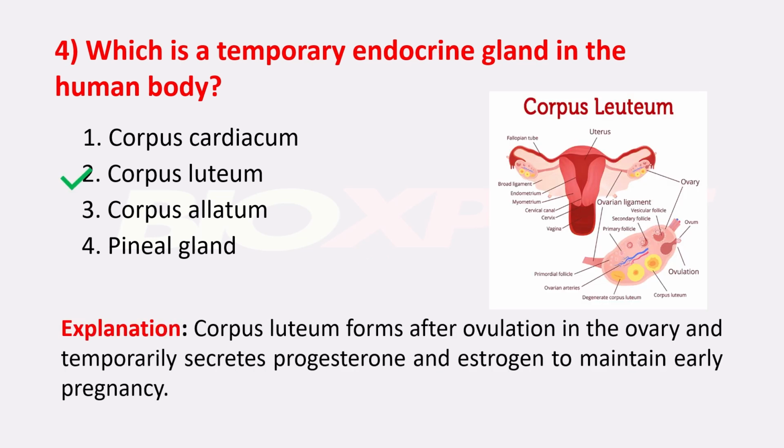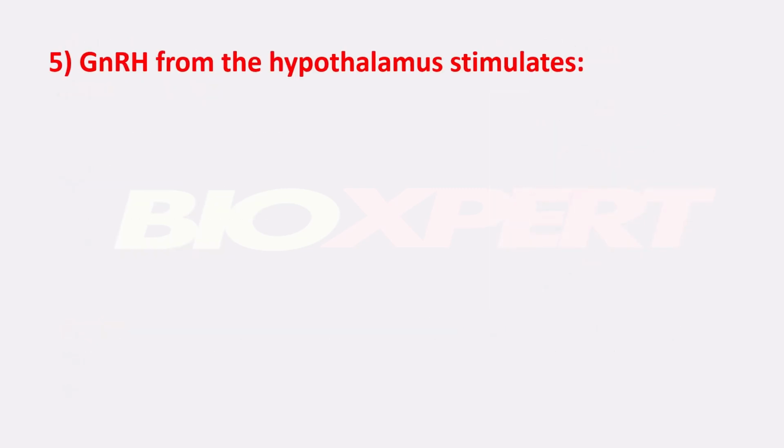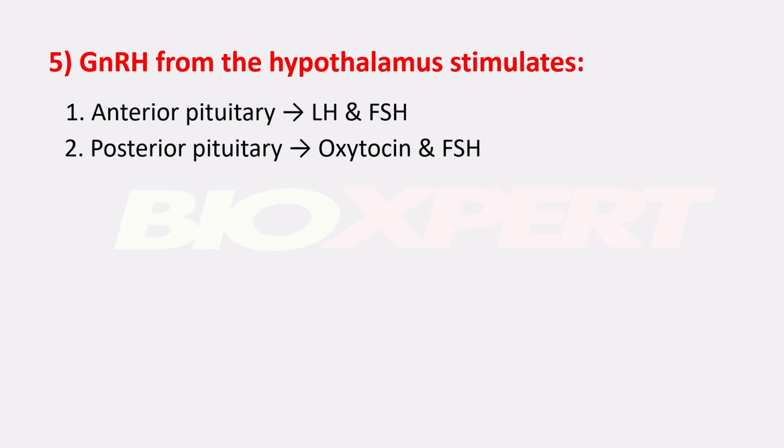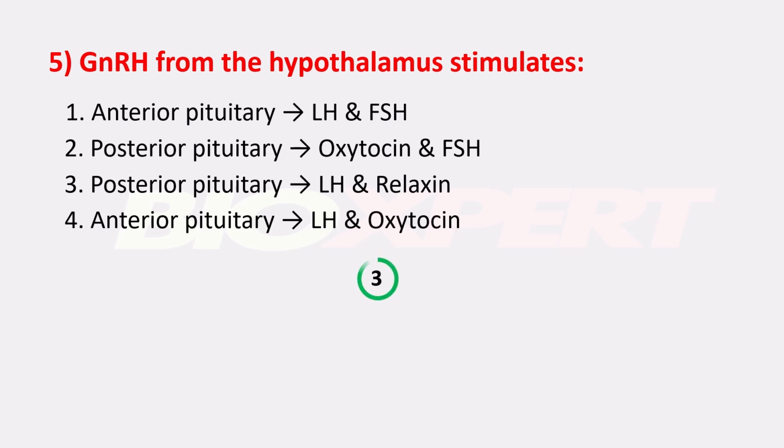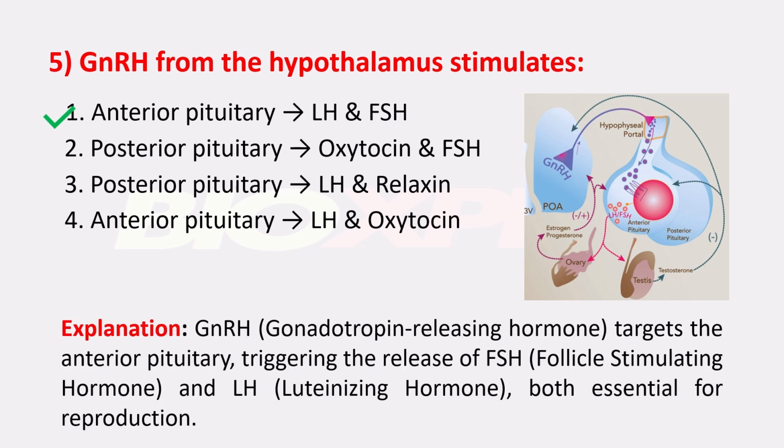Corpus luteum. Corpus luteum forms after ovulation in the ovary and temporarily secretes progesterone and estrogen to maintain early pregnancy. Gonadotropin-releasing hormone from the hypothalamus stimulates the anterior pituitary, triggering LH and FSH. GnRH targets the anterior pituitary, triggering the release of follicle-stimulating hormone and luteinizing hormone, both essential for reproduction.